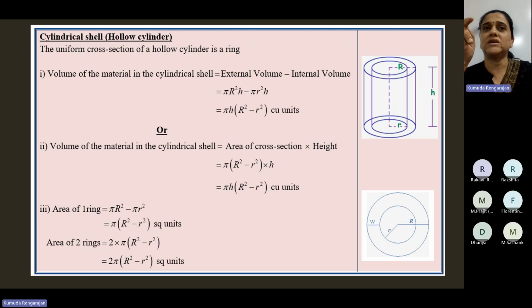So what's the formula to find the area of a circle? Pi r square. Now that's the area. So what is the cross section of a cylinder? Circle. The cross section of a cylinder is a circle. Area of the circle is pi r square. Height of the cylinder is h. Area into height: pi r square into h. Pi r square h is the formula to find the volume of a cylinder.